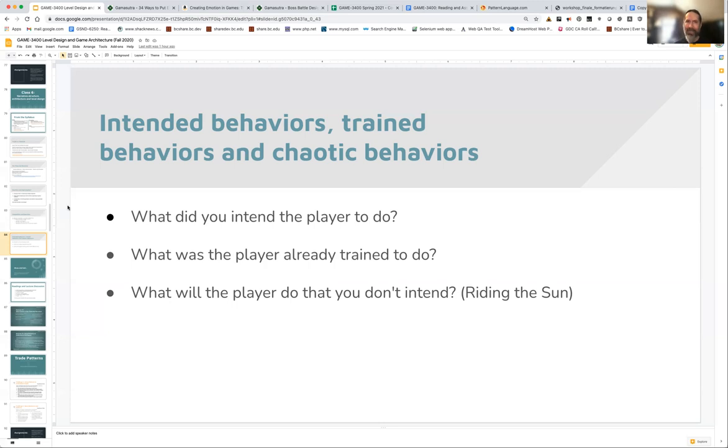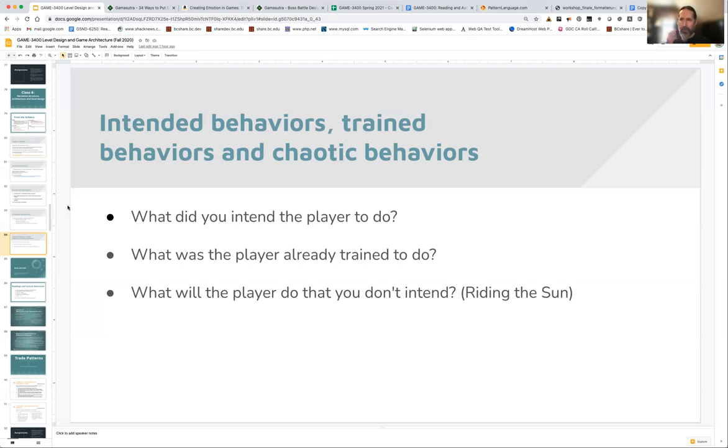I should break crates, right? So that's a trained behavior. You might also see this happening when the trained behavior is not relating to games, but relating to the real world, especially if you have newer players. They're going to come into the situation you're presenting, and their trained behavior is to treat this like the real world and try to interact with it in the way they would in that situation.